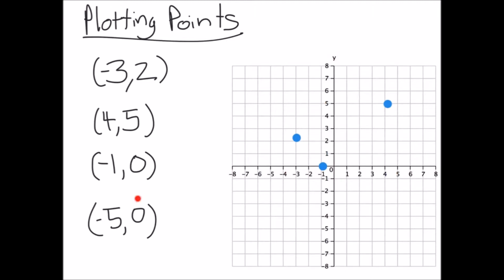Lastly, we have negative 5, 0. That means negative 5 in the x direction, left 5, and 0 in the y direction. That means we're not going to go up or down again. So starting at 0, we're going to go left 5, and then up or down 0. That means we stay there. And that will give us the point negative 5, 0. And that's how you plot points in the xy plane.